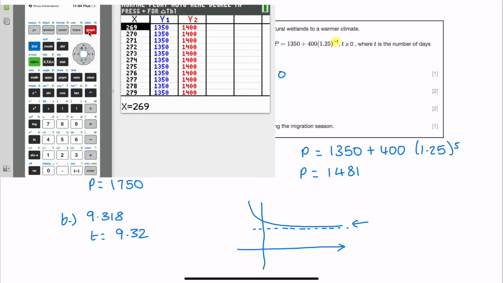To find that, I can go to the table of values. Now it's the blue graph there that I'm interested in. And we can see as we increase our value of x, it's 1,350. So it's 1,350 that I'm aiming towards. So that would be the long-term population, and it's basically just the asymptote. So P is equal to 1,350.